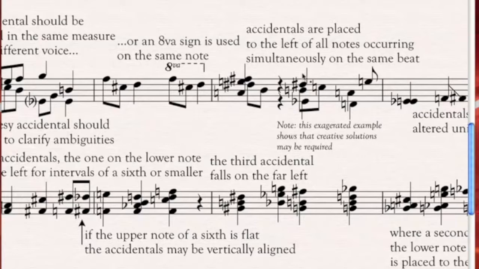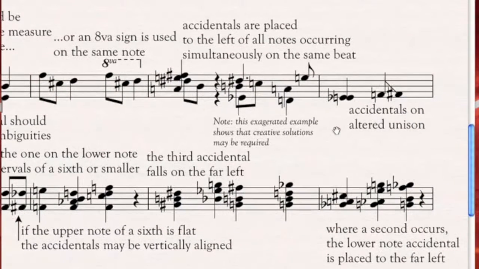Same thing here. You have a more complicated situation. We have three voices represented, but the accidentals still go to the left. This exaggerated example shows that creative solutions may be required. So here, just for clarity, we have really the reverse of what I stated earlier, which is that the lower accidental should go to the left, but here the upper accidental is actually on the left.